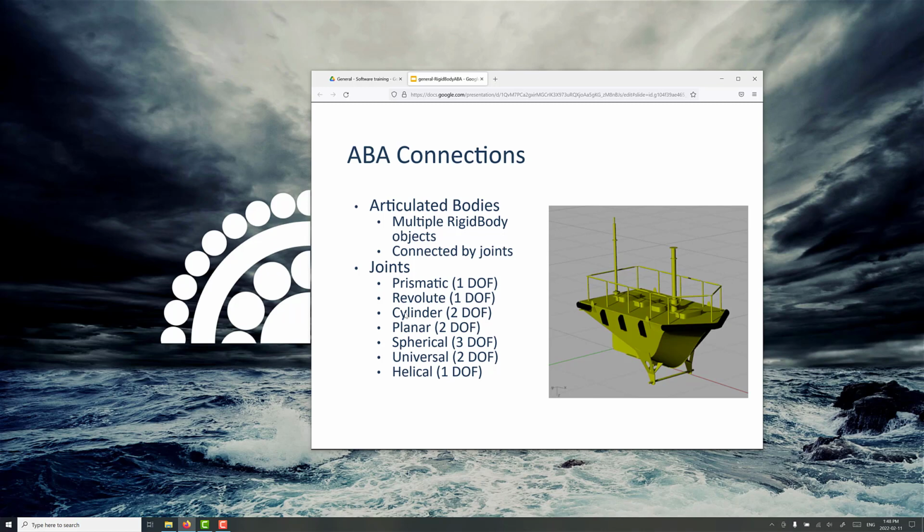So the cylinder joint is a 2 degree of freedom joint that allows both linear and rotational motion about the same axis. A planar joint is 2 linear degrees of freedom in a plane. Spherical, which is 3 degrees of rotation. Universal joint, which is 2 degrees of rotational freedom, constraining the third rotation. And helical joint.